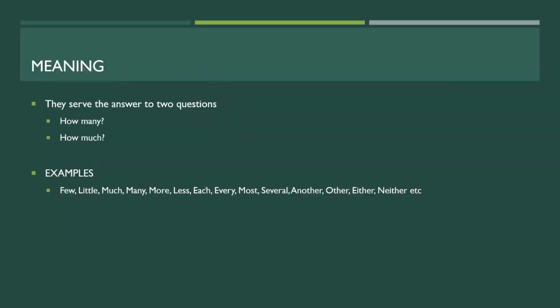Then come the quantifiers. They give us the answers to two questions: how many and how much. Examples are few, little, many, much, more, less, and so on. These words basically give us the answer to these two questions.